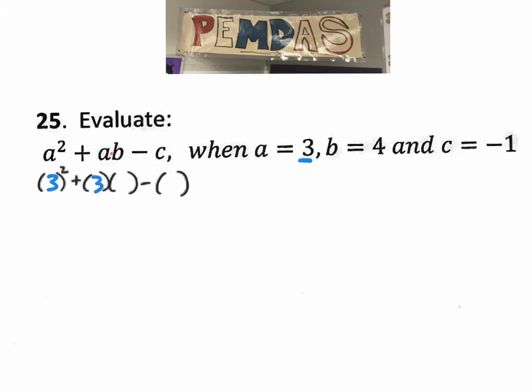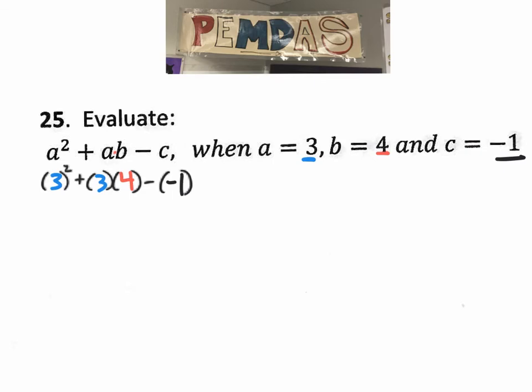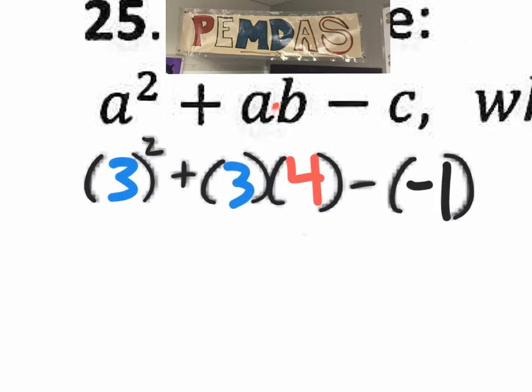And now the B value is 4. So the B is a 4. And the C value is negative 1. So I put the negative 1 right in there where the C value is at. So now we could actually focus in and simplify this according to PEMDAS.